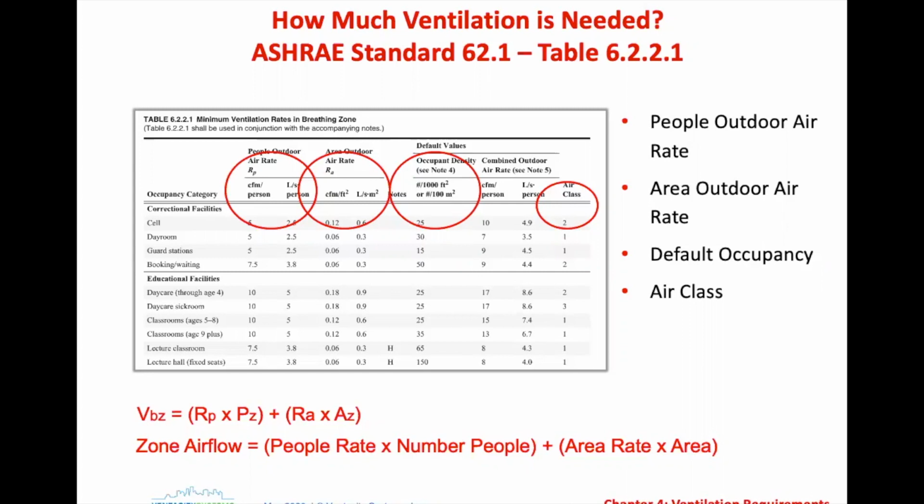The other thing that's on here over on the right is the air class. And this is very important. When you're designing a ventilation system, you're generally putting air into a space and you're taking air out of spaces. And you want to make sure that the direction of that airflow is going from a low number to a high number. So what you can see here is a classroom is a 1. So that's the highest, cleanest air in the space.